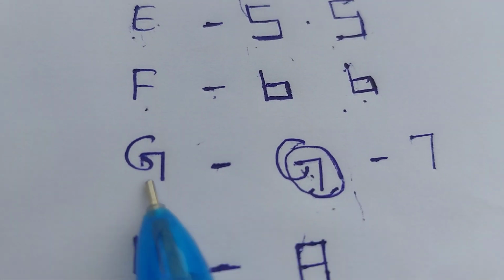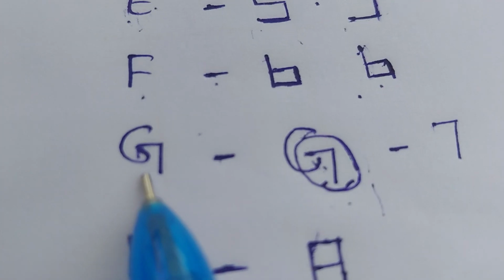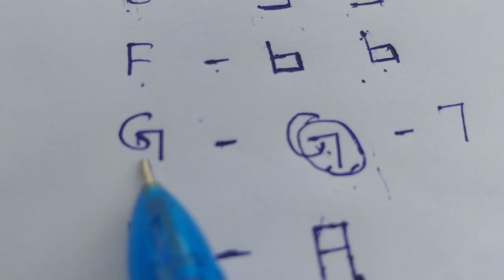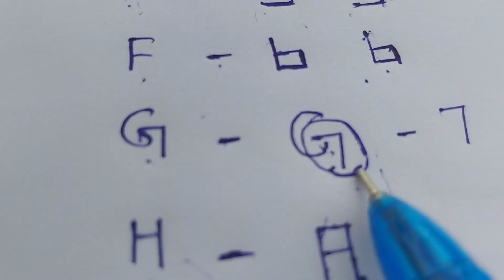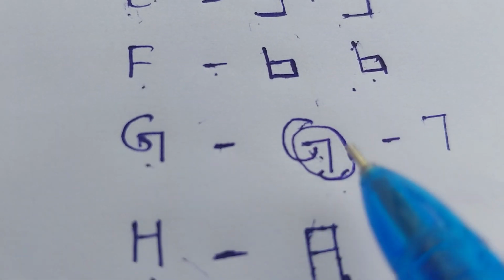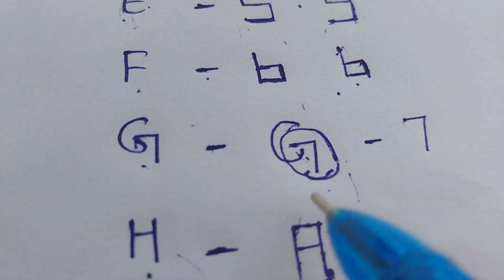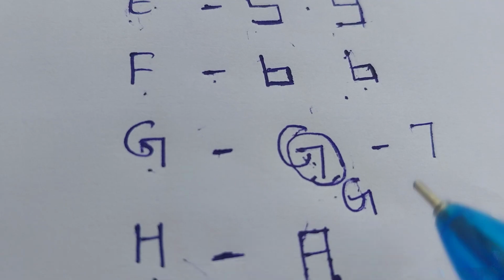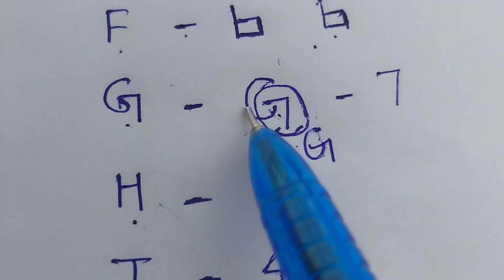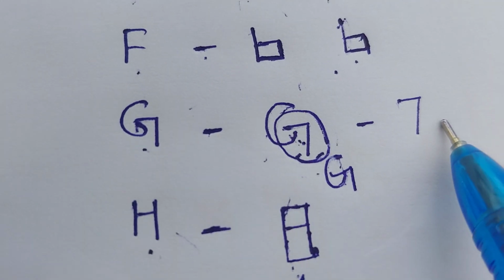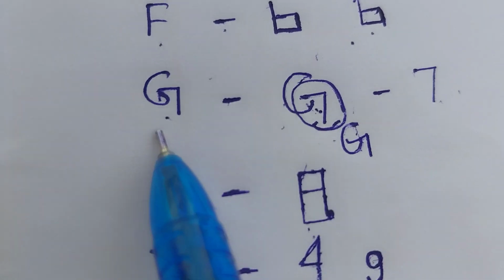For G, see, we write different types of handwriting, different types of letters: first type, second type, third type. One of the types is the one that we see in our textbooks. Most people write G like this. If you look closely, this part of the G resembles a number. Yes, no? Yes, that's the 7th. So the 7th letter is G.